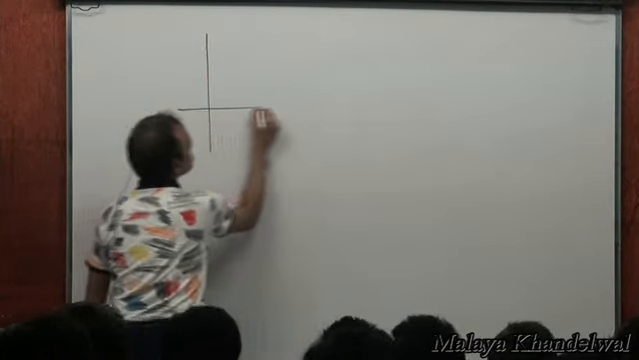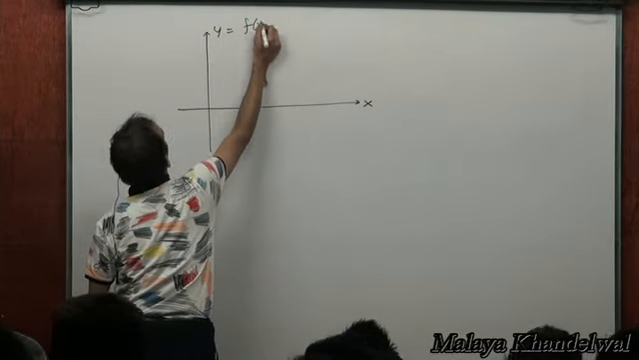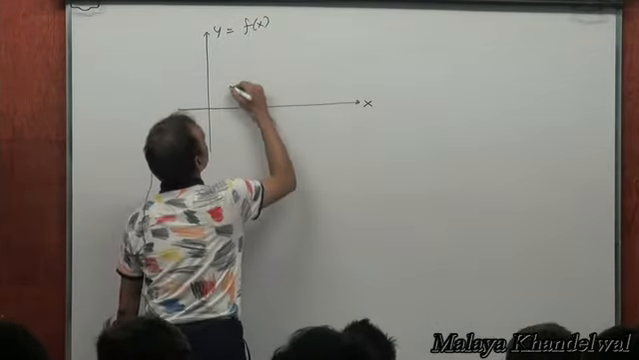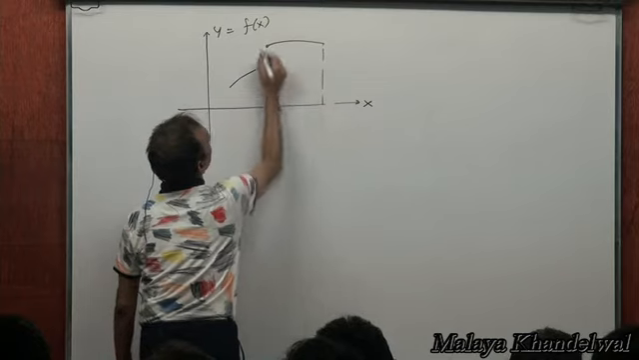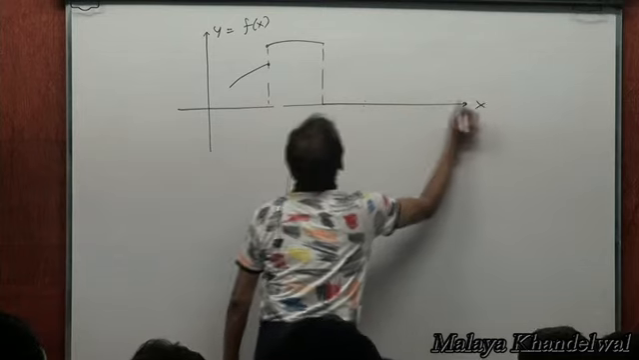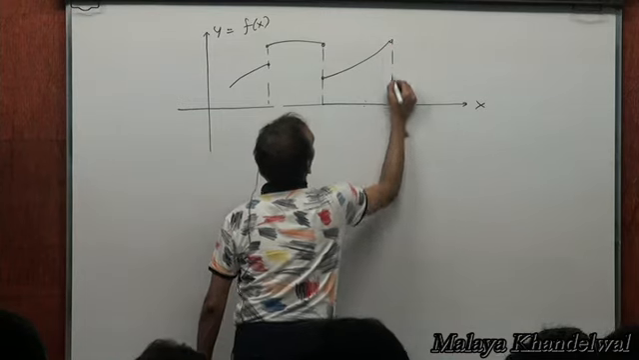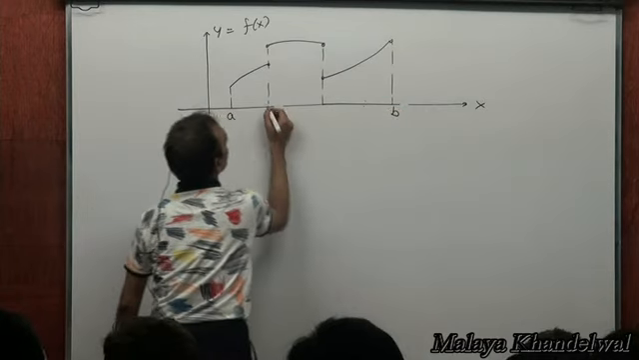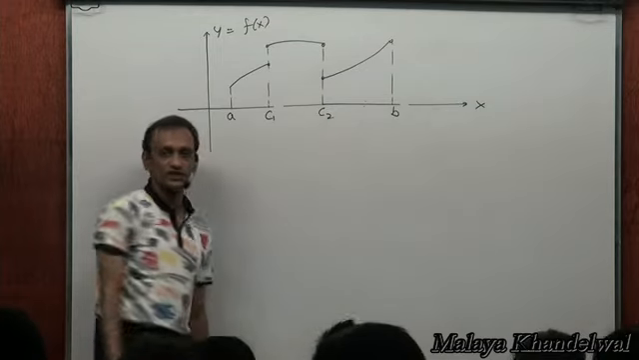Sometimes there could be a function which is not continuous in an interval. For example, y equal to f(x) could be like this. In the interval a to b, say these are the points of discontinuity. c1, c2 are the points of discontinuity.